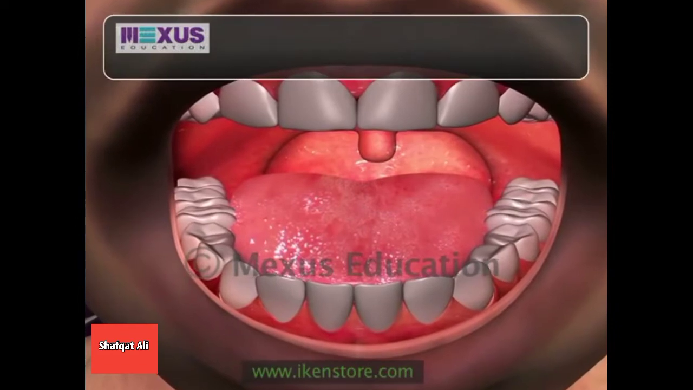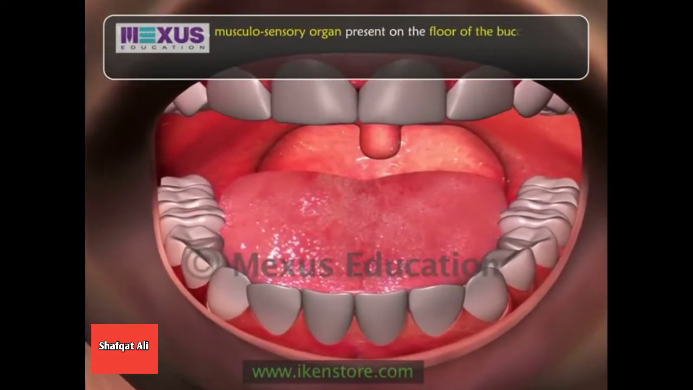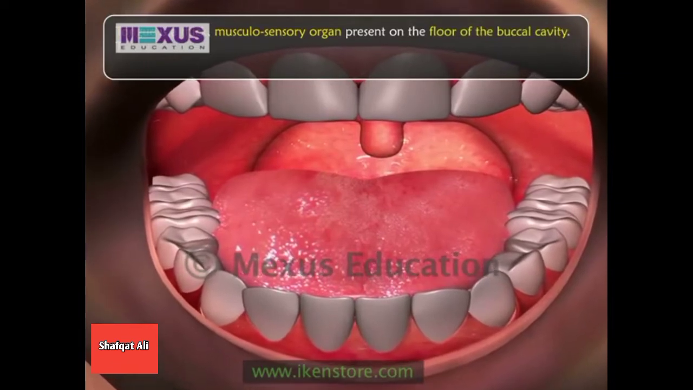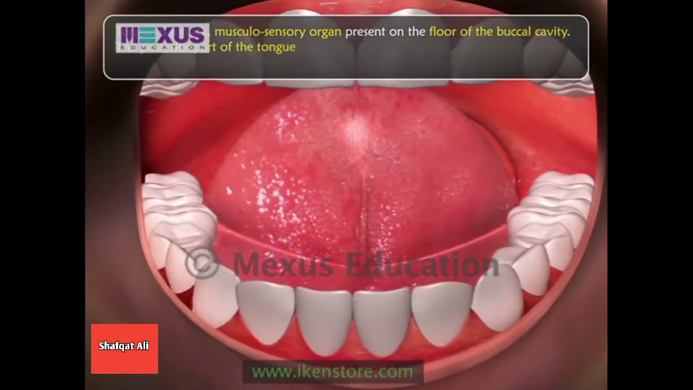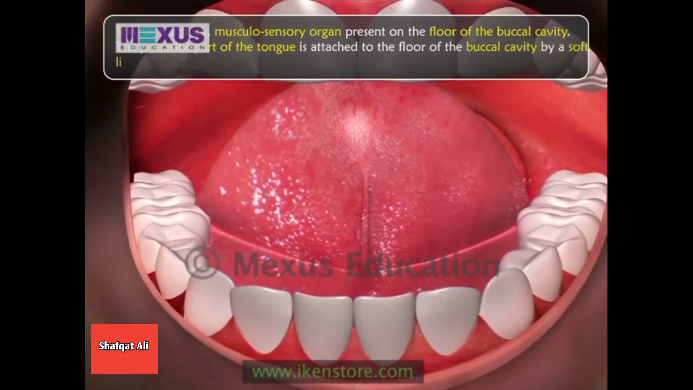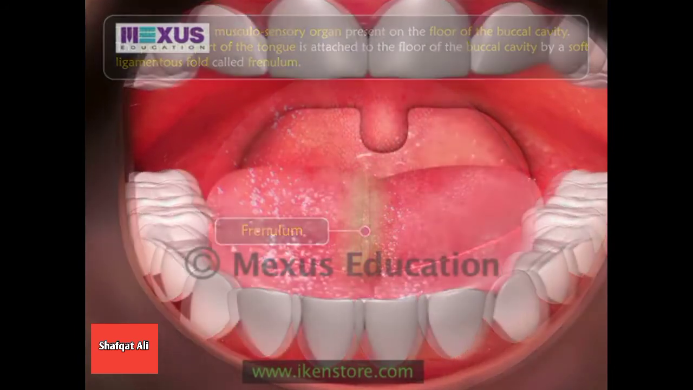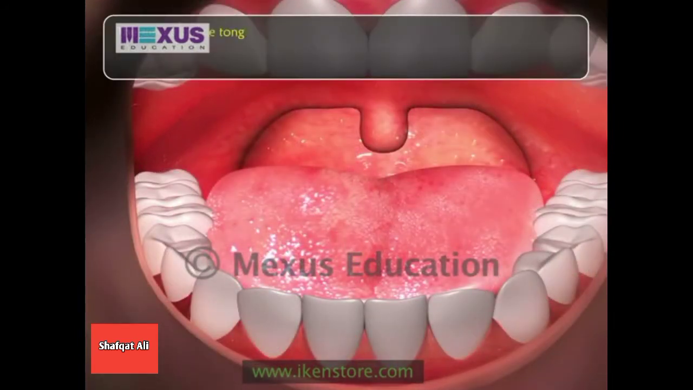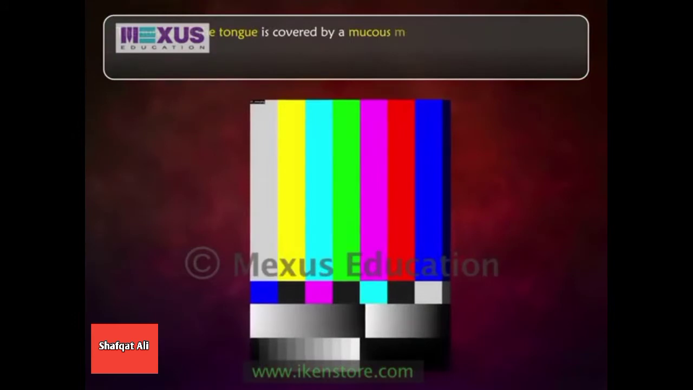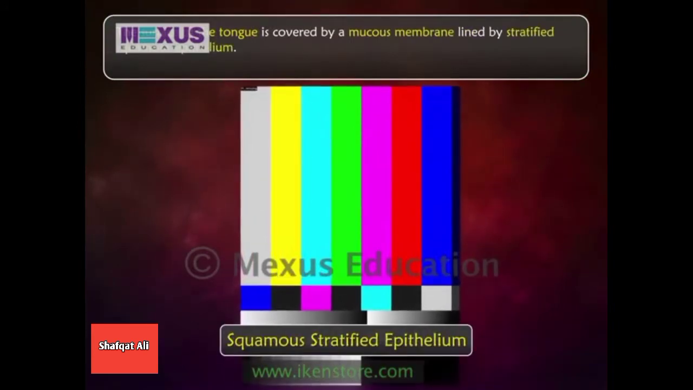The tongue is a thick musculosensory organ present on the floor of the buccal cavity. The posterior part of the tongue is attached to the floor of the buccal cavity by a soft ligamentous fold called frenulum. The surface of the tongue is covered by a mucous membrane lined by stratified squamous epithelium.